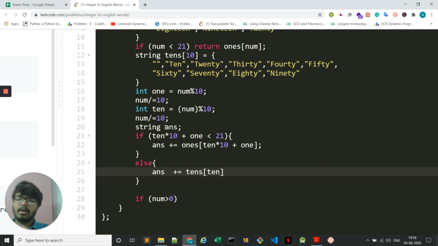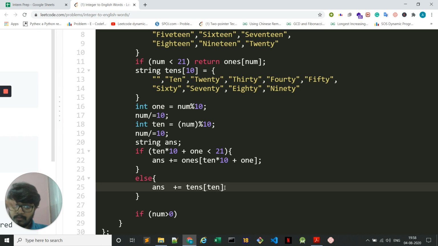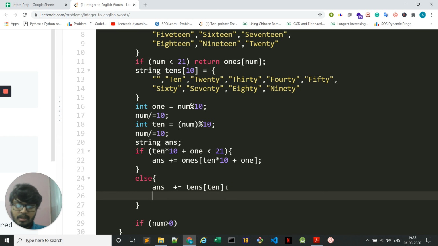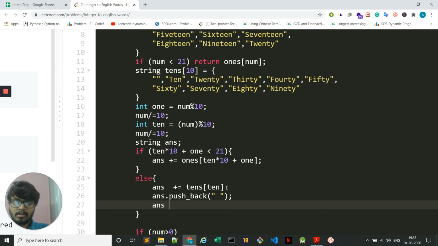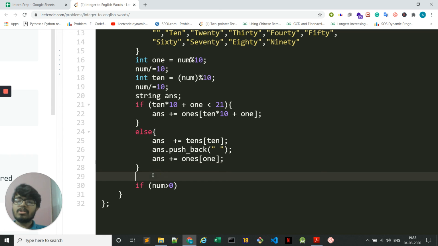Let us say the last two digits are 6 and 3, so it should spell like 63. What we will do is take tens, then push back a space, and then add the ones. Now we are sure that after these two operations, we have successfully dealt with the first two digits.